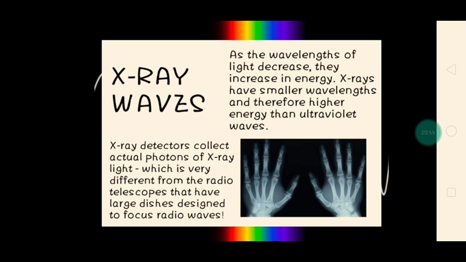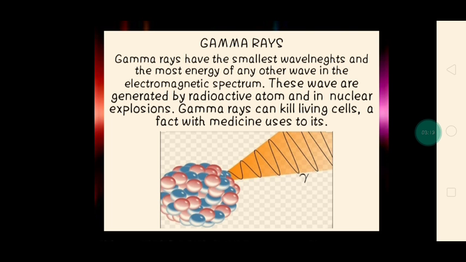Another one is X-ray waves. As the wavelengths of the light decrease, they increase in energy. X-rays have smaller wavelengths and therefore they have higher energy than ultraviolet waves. X-ray detectors collect actual photons of X-ray light, which is very different from the radio telescopes that have large dishes designed to focus radio waves.